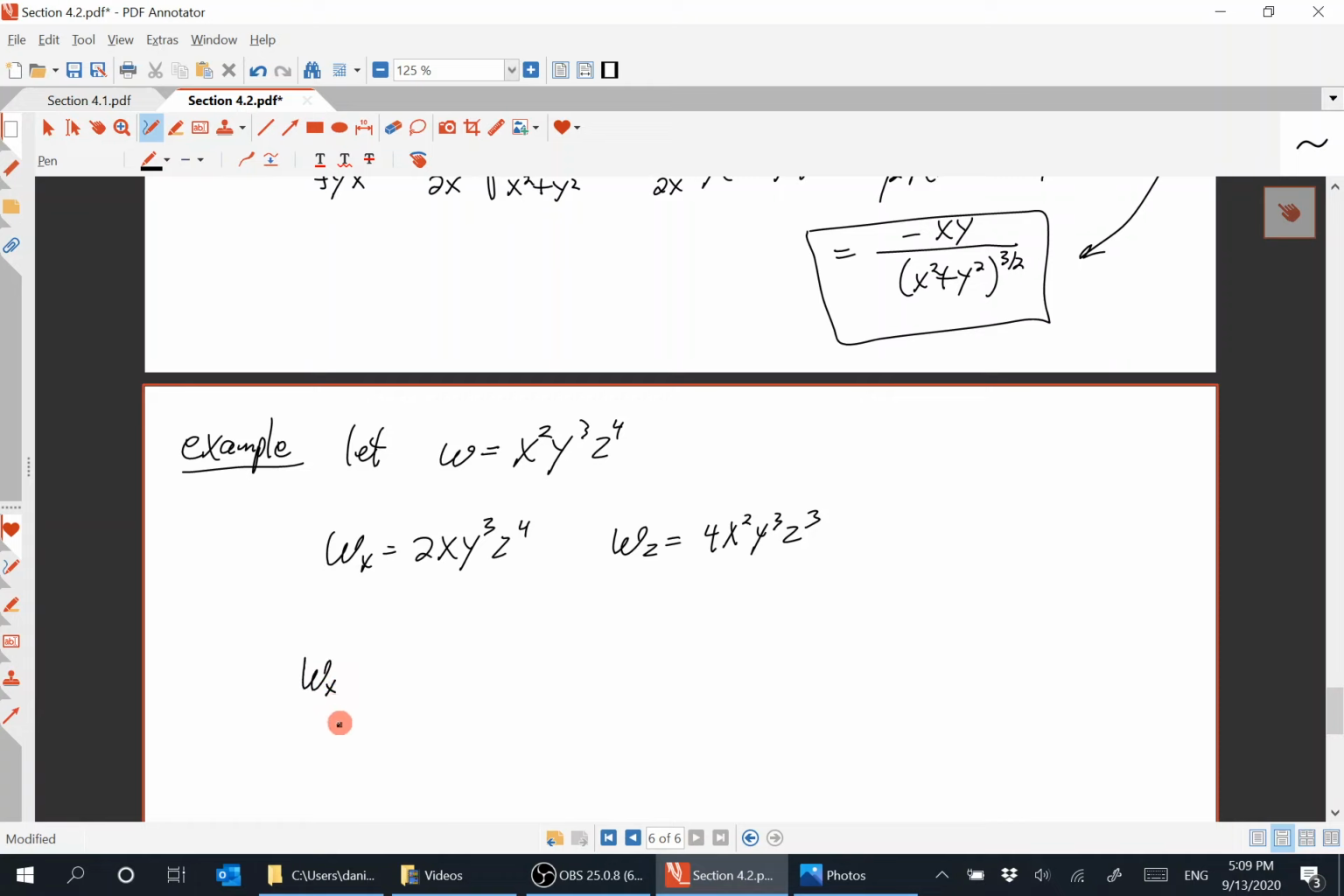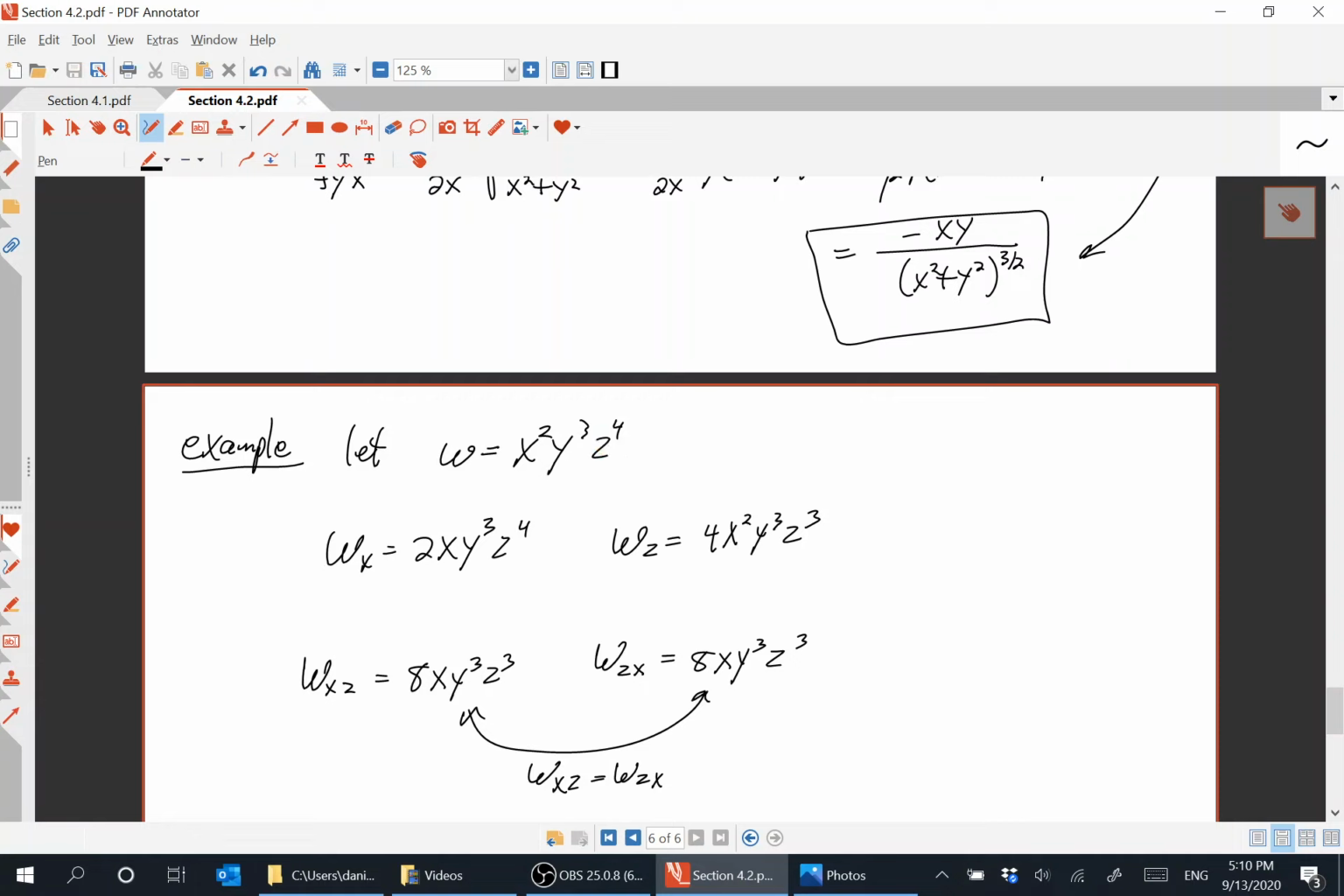The partial derivative of w with respect to x and then z is going to be equal to, so I take the derivative of this with respect to z, and I get 8x y to the third z to the third. Partial derivative with respect to z and then x, take the derivative of this with respect to x, and I get 2 times 4 is 8x y to the third z to the third, and these are the same. w_xz equals w_zx.